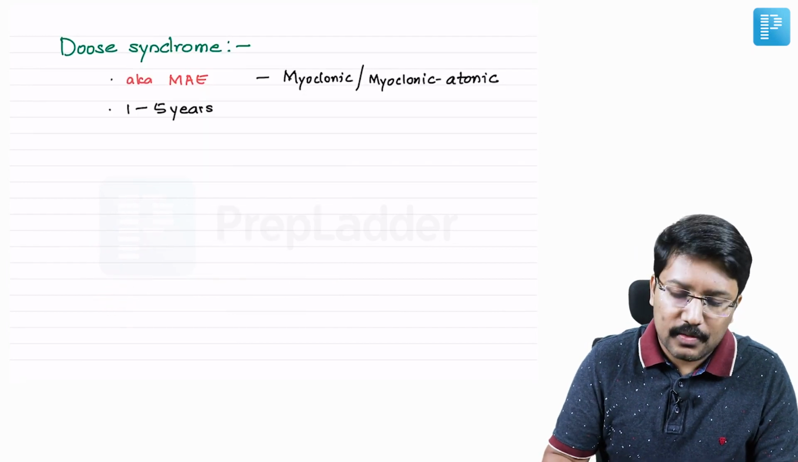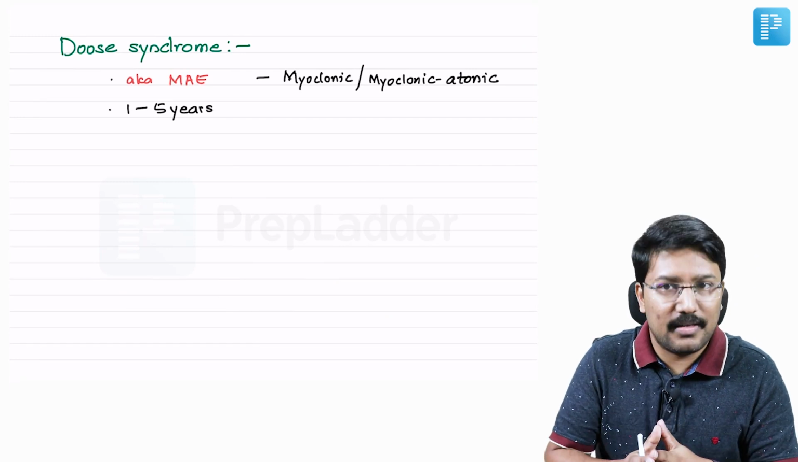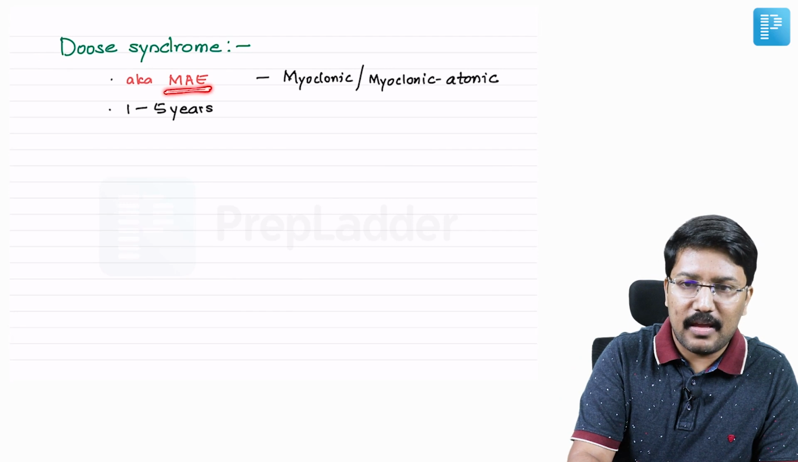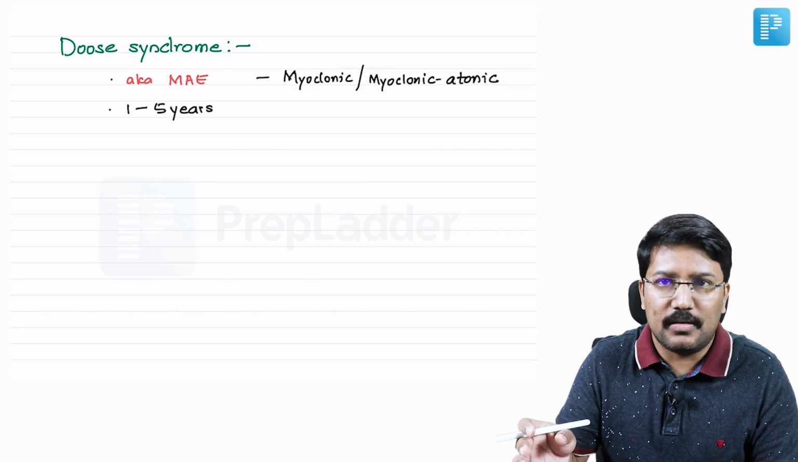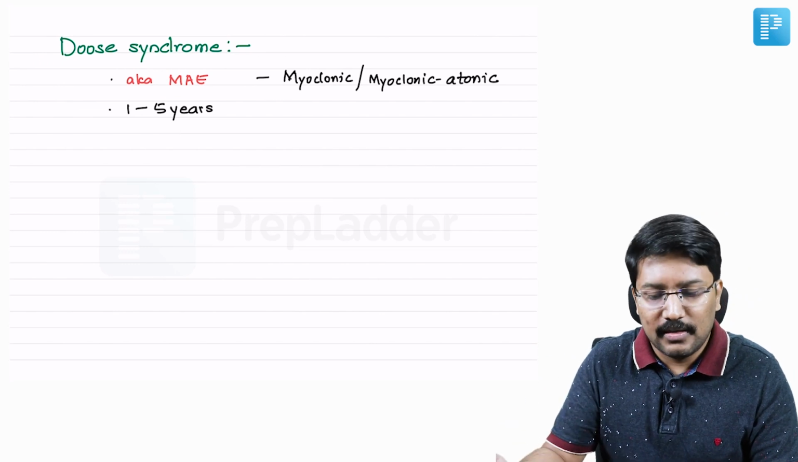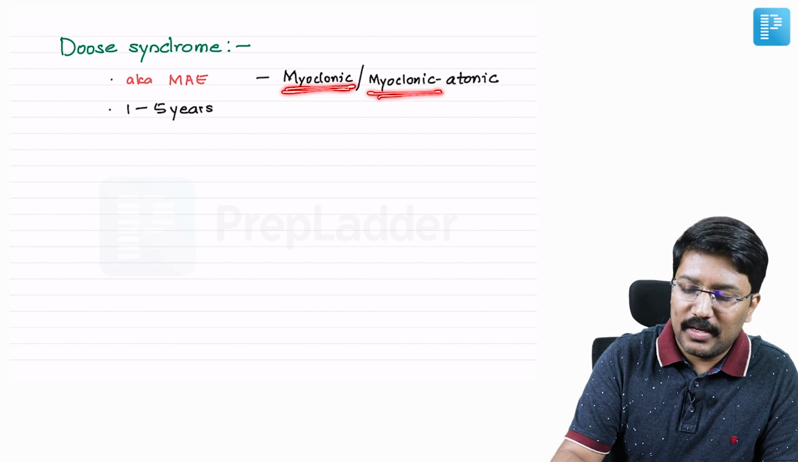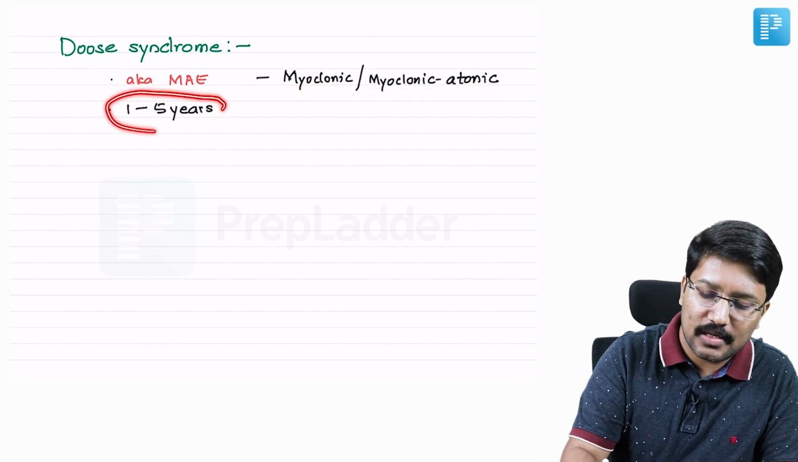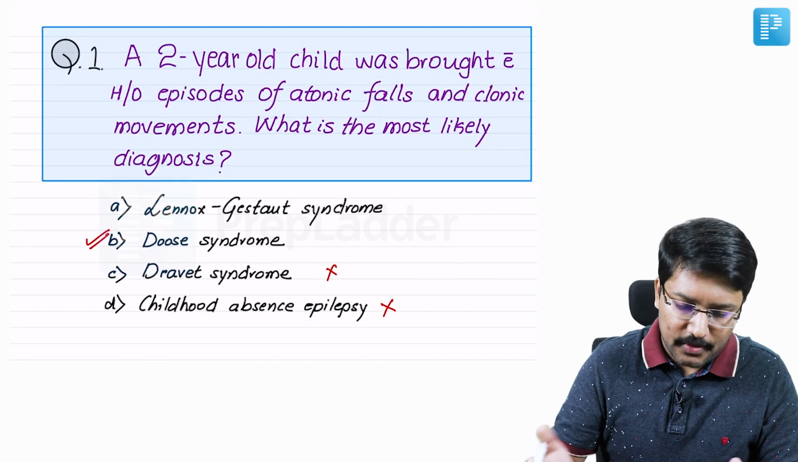Okay. Now, coming next to the Doose syndrome, right? So there are only 2 or 3 important points for us to learn here right now from Doose syndrome. The point number 1 is this is also known as MAE. That stands for myoclonic astatic epilepsy, right? Myoclonic astatic epilepsy. Typically, these patients have myoclonic seizures or myoclonic atonic seizures presenting with drop attacks. And the age of onset of seizures is again usually 1 to 5 years, right?